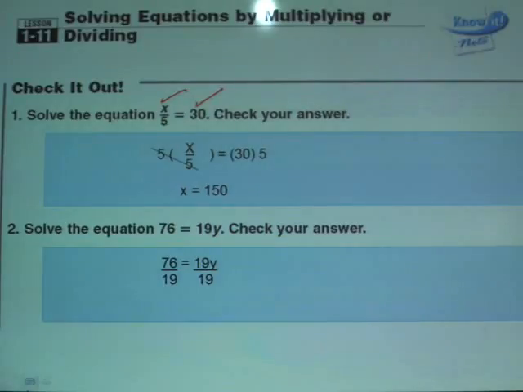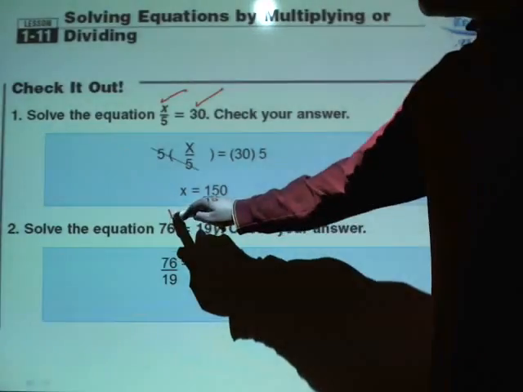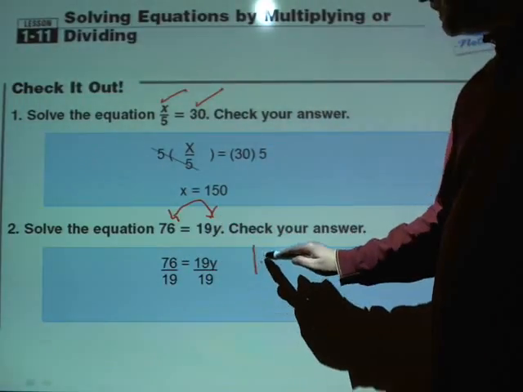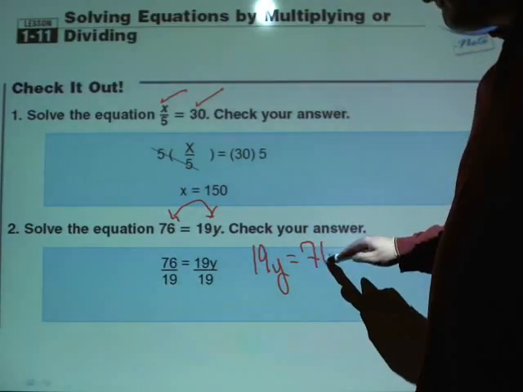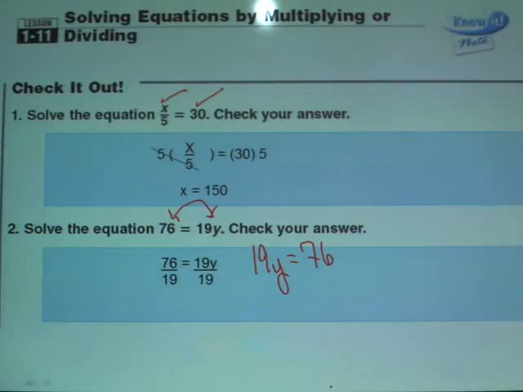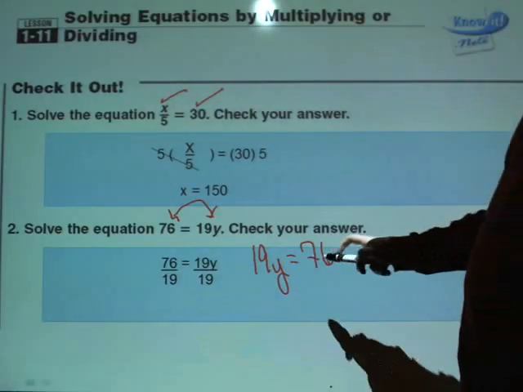Solving 76 equals 19y. Well, we don't like that so much because that's written in the wrong order, like the question we saw earlier. So we're probably going to invert this whole equation, flip the left and the right side, so it says 19y equals 76. Well, that's a multiplication equation, which I'm now going to solve by dividing. Dividing both sides by, in this case, 19.